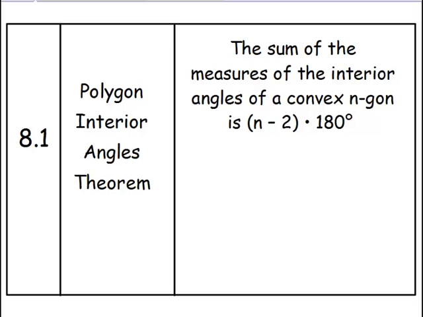This theorem says that the sum of the measures of the interior angles of a convex n-gon is n minus 2 times 180 degrees. N is the number of sides, and we'll do a couple examples with this. Remember, convex just means a closed polygon that does not cave in. So like a regular hexagon, pentagon, a quadrilateral, a triangle, things like that.